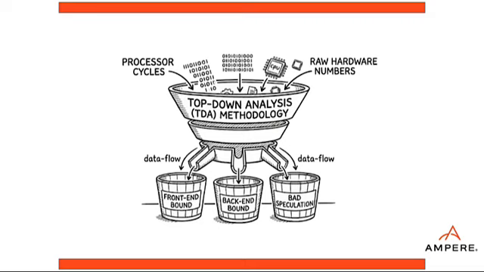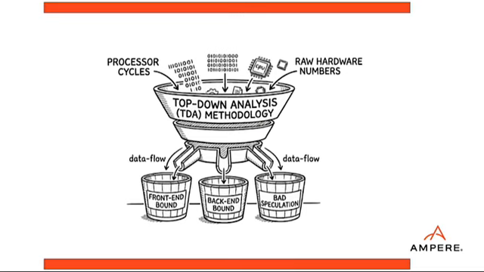Instead of forcing you to manually decipher raw, obscure hardware numbers, APP automates the math using a top-down analysis. It automatically categorizes processor cycles into clear, actionable buckets, instantly showing you whether your software is stalled waiting on memory, bottlenecked by core execution constraints, or wasting cycles on bad code paths.